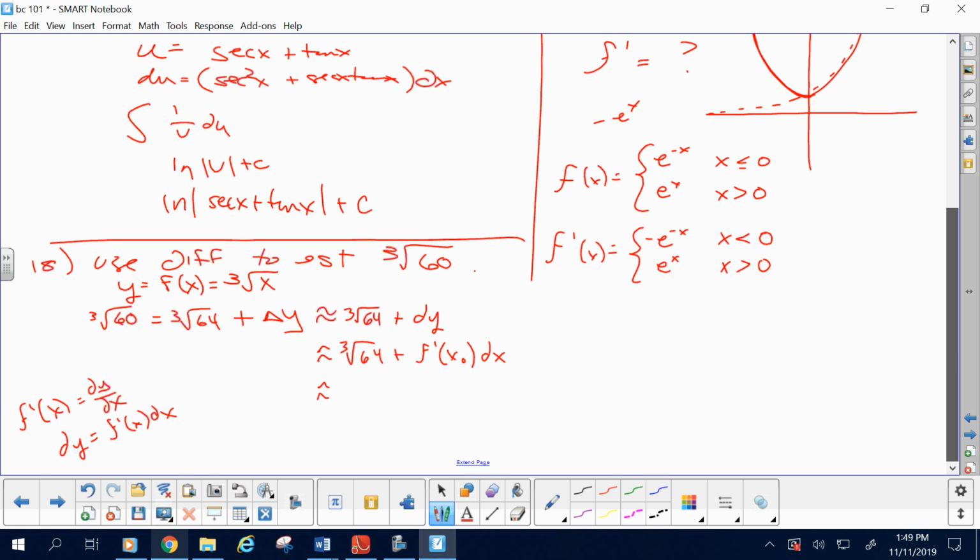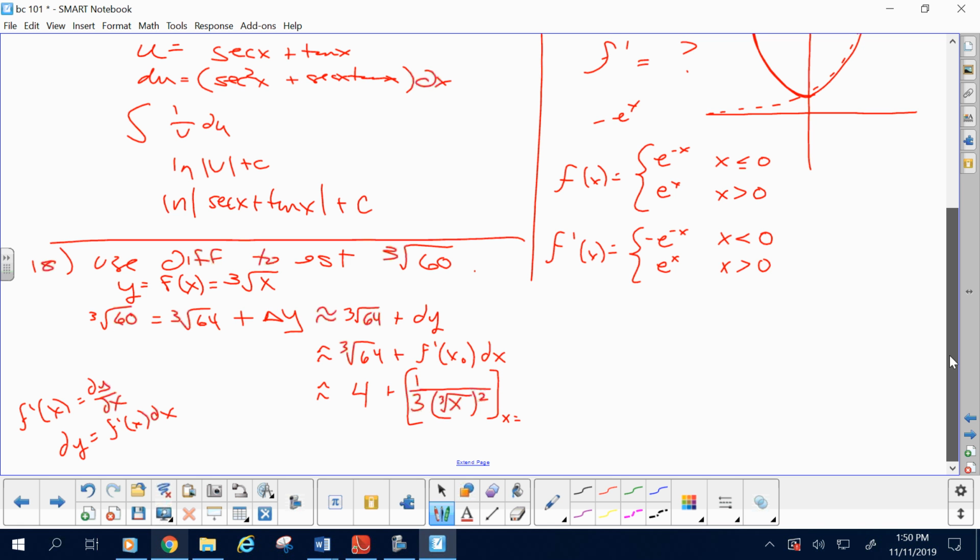The cube root of 64, it's starting at 4 and changing some. What is the derivative? 1/3 x to the negative 2/3, which would be the cube root of x, squared, in the denominator. Yeah? At what point? At x equals 4, 64, 60?